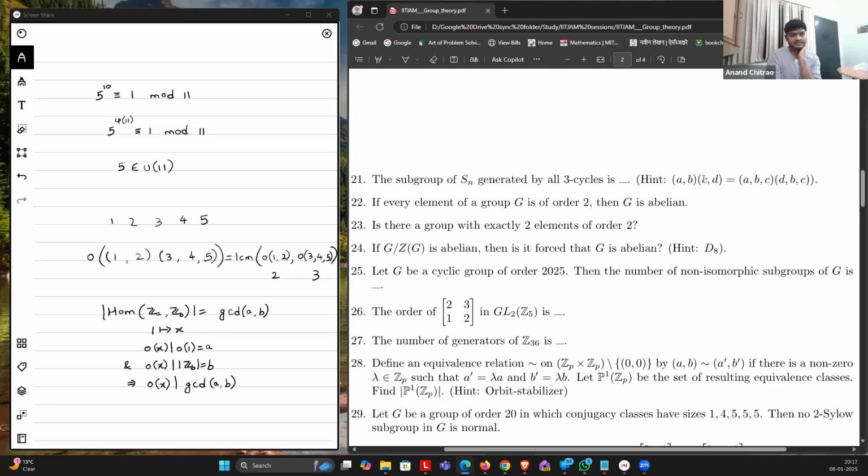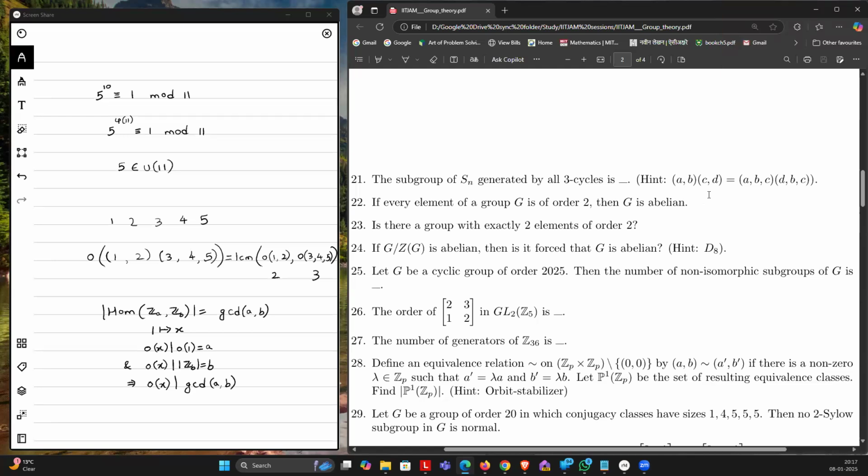So they will look something like this: (A B) times (C D). Now you have to argue what happens if these are all distinct. If A, B, C, D are all distinct, then you write it as a product of two 3-cycles. But if they are not all distinct, suppose B equals C, then what is the product? You can compute and check it's a single 3-cycle, okay?